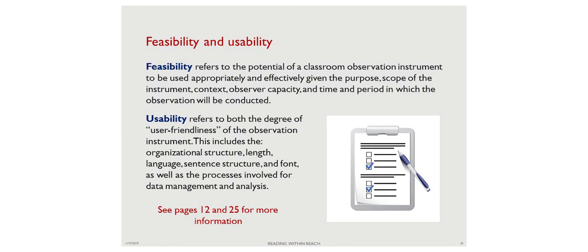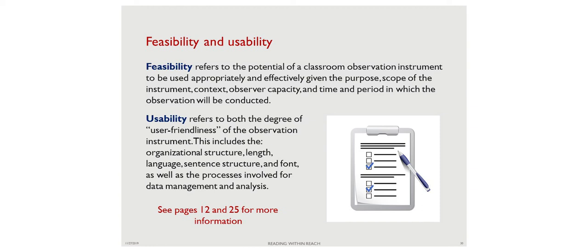Okay, finally, the final consideration. Instrument feasibility and usability are also important factors to consider. Feasibility refers to the potential of a classroom observation instrument to be used appropriately and effectively given the purpose, the scope of the instrument, the context, observer capacity, and the time and period in which the observation will be conducted.